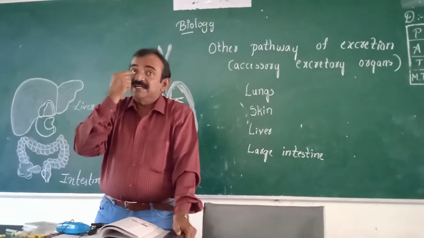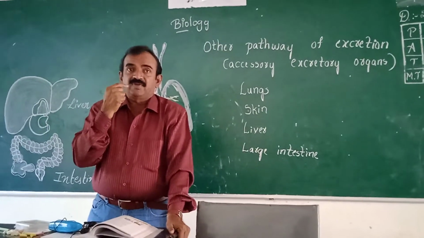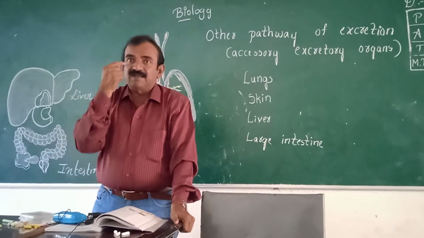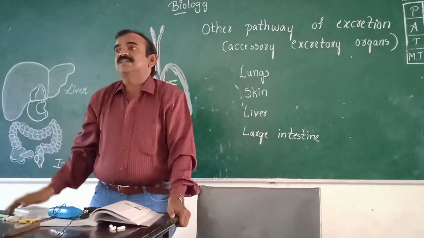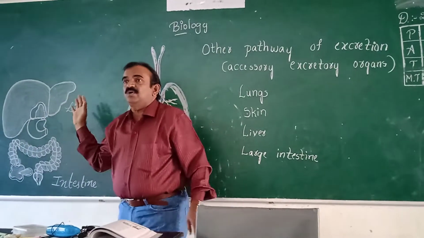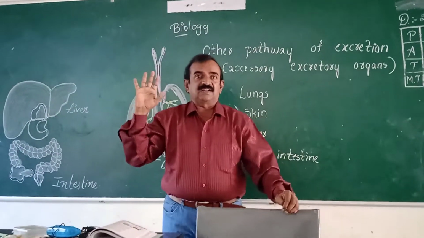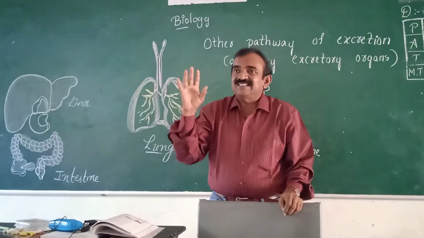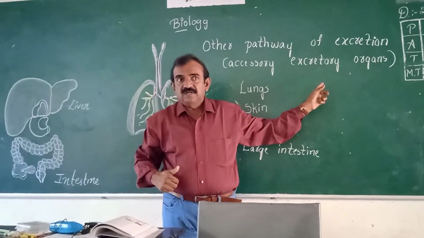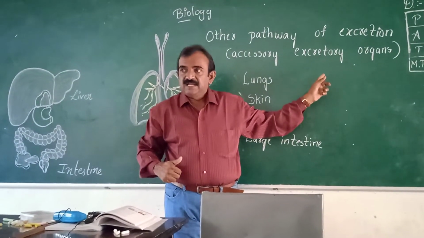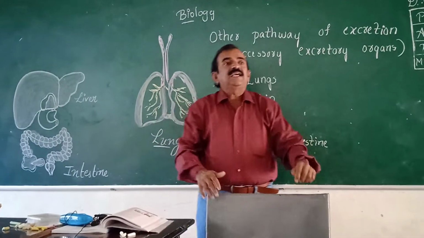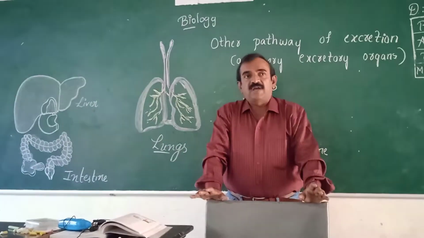Finally, tears are also produced when you are not feeling well or when you are angry. Tears also contain a little amount of nitrogenous waste material. Today I told you about the necessary excretory organs. What are the necessary excretory organs? Skin, lungs, liver and large intestine. These are called necessary excretory organs.